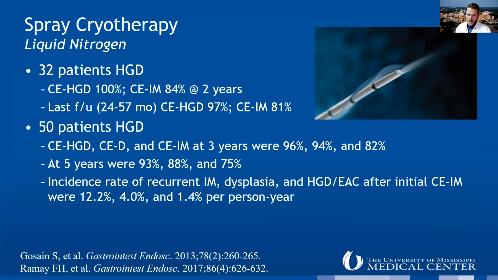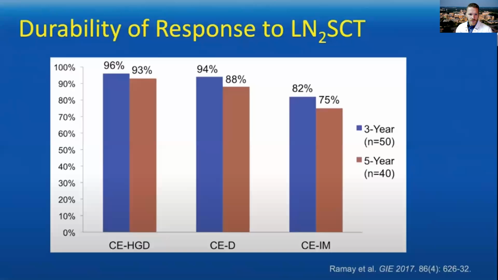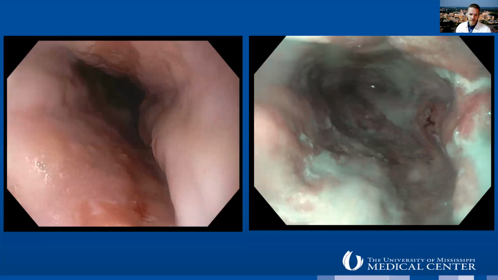So once they've been eliminated, what percentage of them are going to come back under surveillance? Just the return of Barrett's was 12%, return of any dysplasia 4%, and return of high-grade dysplasia or cancer in only 1% of patients. And that's useful in terms of how you think about it. This is just a graphical representation of their 3- and 5-year outcomes showing really good elimination of dysplasia and then sufficient elimination of intestinal metaplasia.